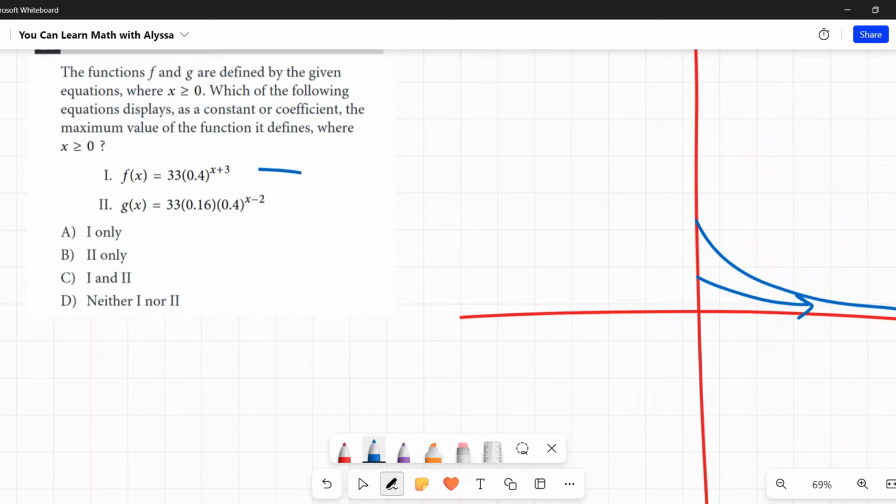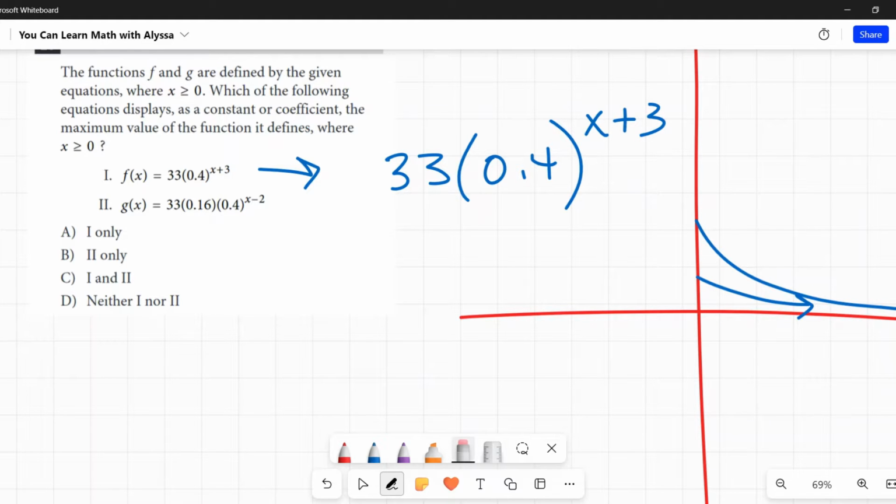So, okay, first one, f of x, 33 times 0.4 to the power of x plus 3. So when x is 0, that's just going to be 33 times 0.4 to the power of 3, right? And if we do that math, if we do 0.4 to the power of 3 times 33, then we will get 2.112. All right, remember that. We're going to come back to it in a second.